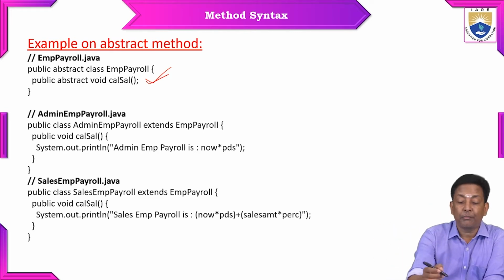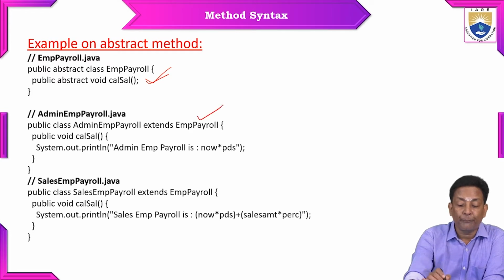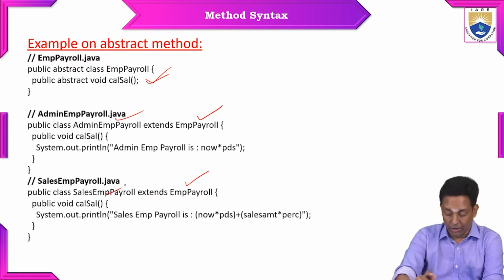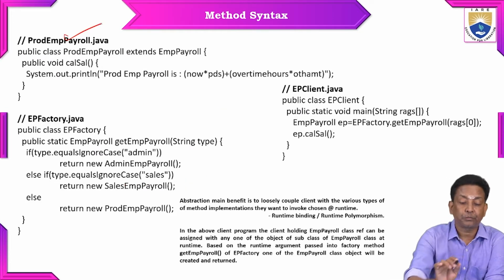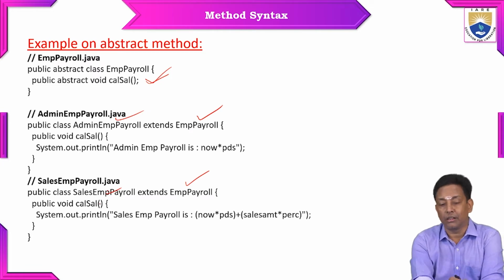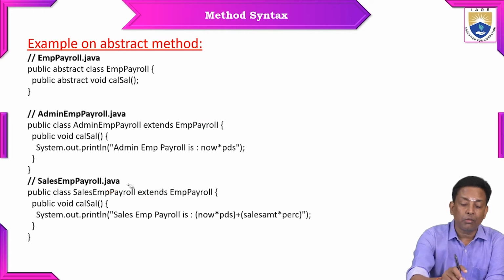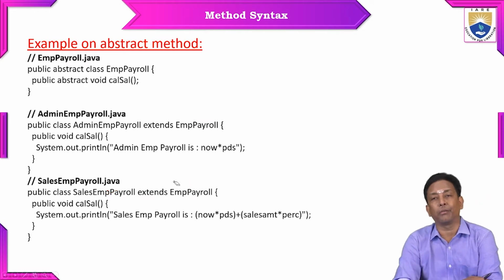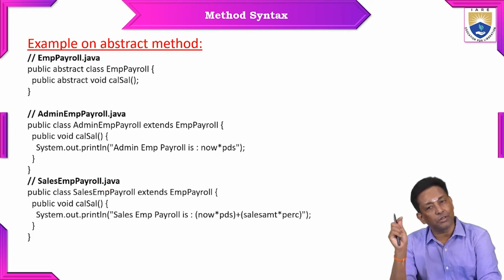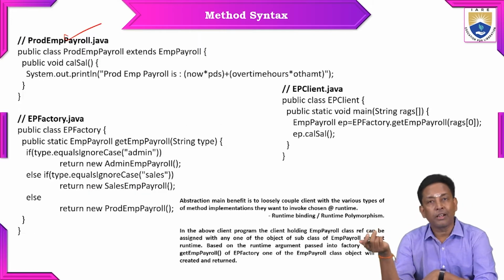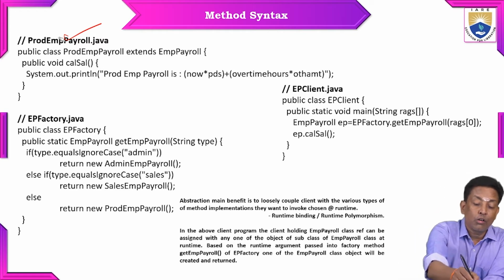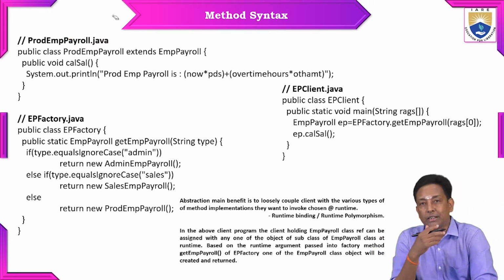And then from that employee payroll, you derive multiple classes: one into admin employee payroll, one into sales employee payroll, one into production employee payroll, one into HR employee payroll, like that. In each employee payroll class, you implement the calculate salary method with the respective logic. So it looks like a division of coding. Admin employee payroll calculation exists only in admin employee payroll, sales calculation only in the sales employee payroll, and similarly for HR, production, and other employees. So the code looks simple, though the number of classes increases.